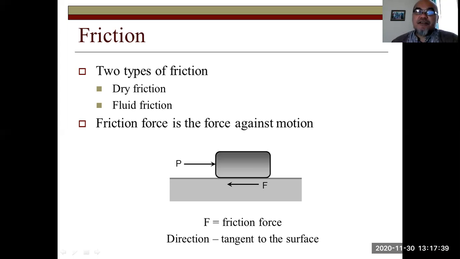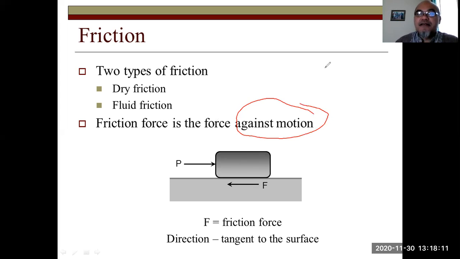There are two types of friction, namely dry friction and fluid friction. Dry friction occurs when there is no liquid in between the two surfaces. But when there is a small amount of liquid, then fluid friction will happen. Again, the friction force is always against the motion. The direction is always against the motion.